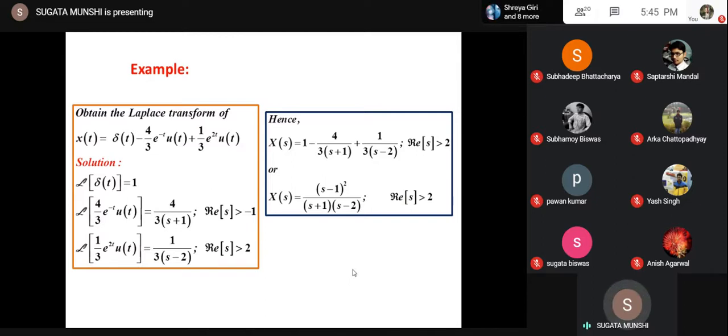If you observe the ROC, just see that the ROC does not include the j omega axis. It falls to the right of the j omega axis. The j omega axis doesn't lie in the ROC. What is the significance of this observation?